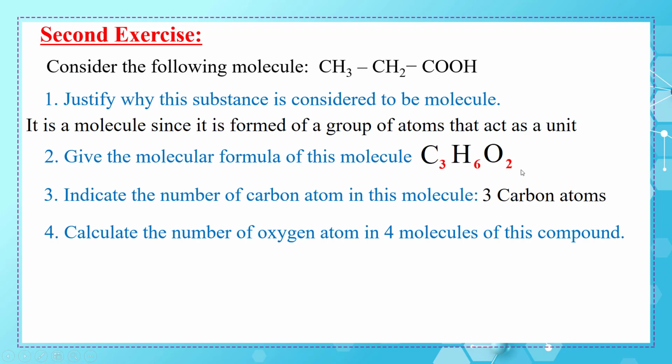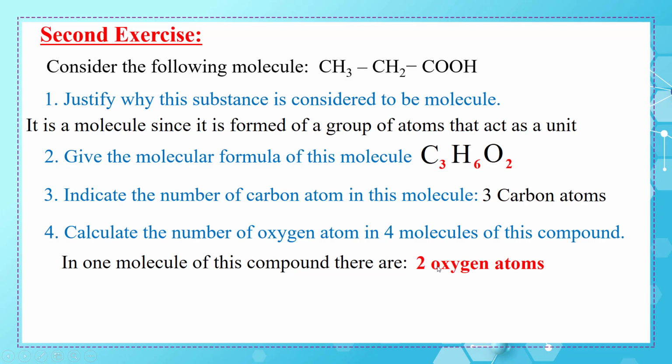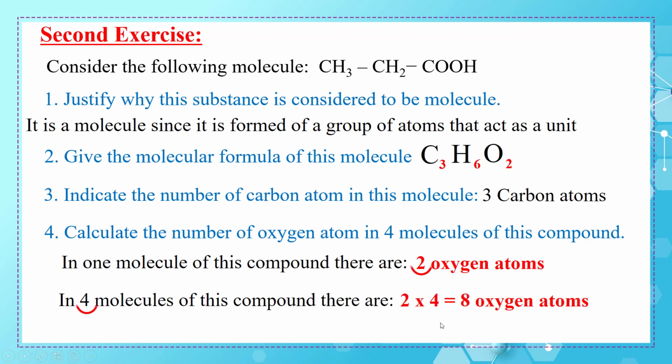how many oxygen atoms do I have? We have 2, which is the subscript of oxygen. So in one molecule of this compound, there are 2 oxygen atoms. So in 4 molecules of this compound, how many oxygen atoms do I have? Just a calculation. We multiply the 2 oxygen by the number of molecules, which is 4. So 2 multiplied by 4, the answer is 8 oxygen atoms. Have you understood how?